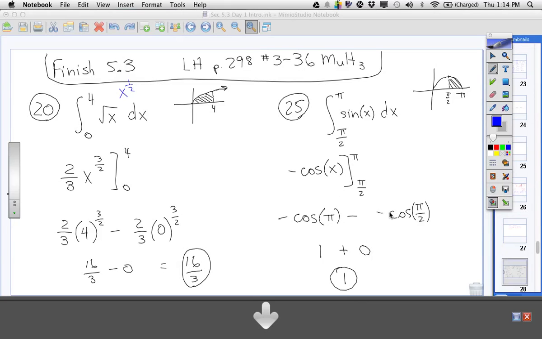negative cosine of pi, negative cosine of pi half, so we got to know those. Cosine graph looks like this. So cosine of pi, that'd be down here at -1, or you use the unit circle. The opposite of -1 would be 1. This turns into plus. Cosine of pi halves is right here at 0. And sure enough, we did get 1. We did get 1. Okay? Which is what we thought.